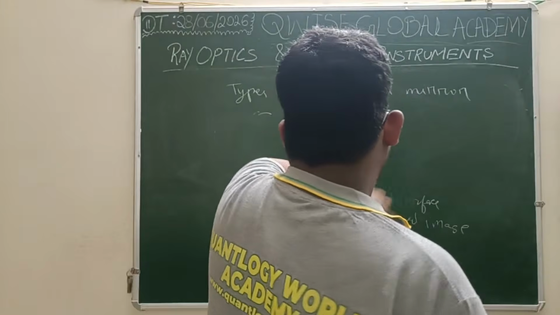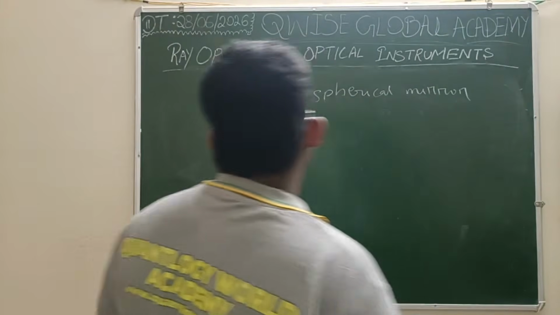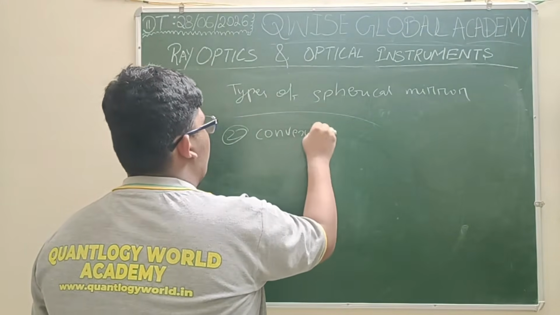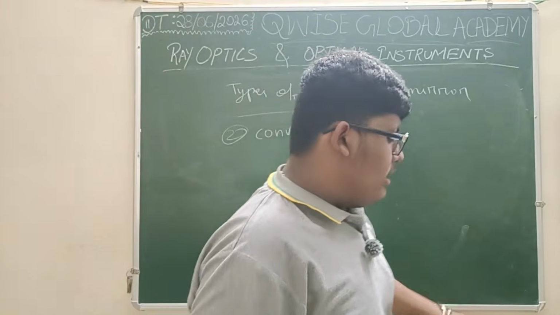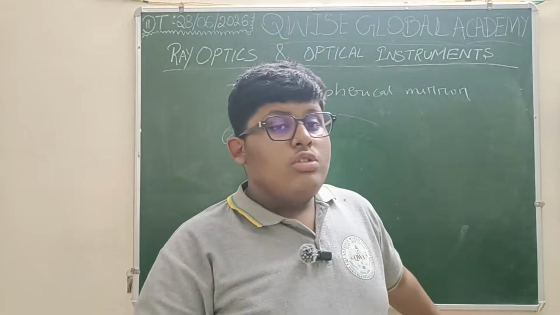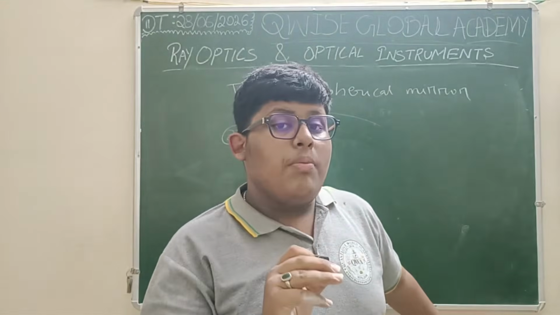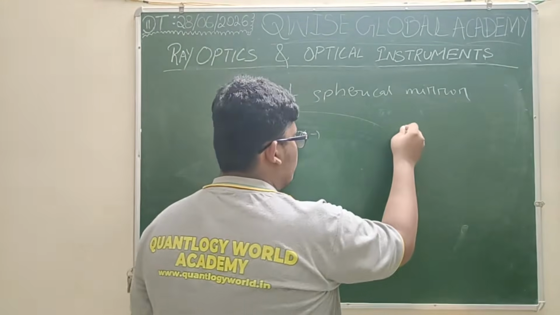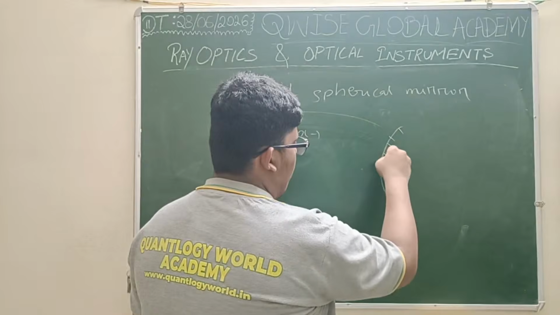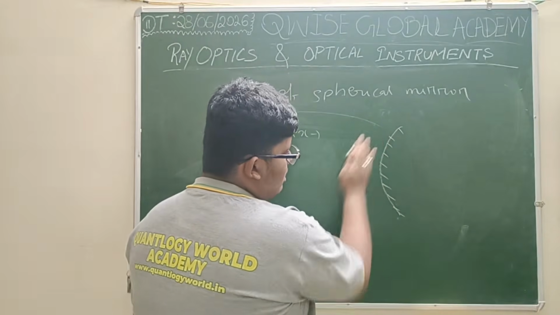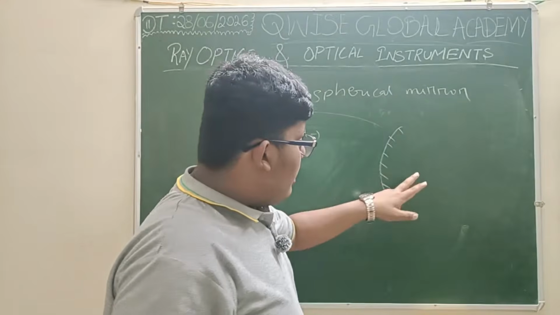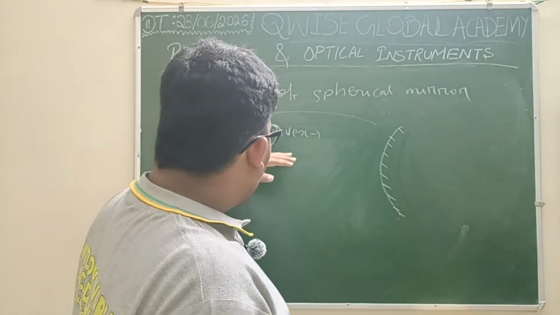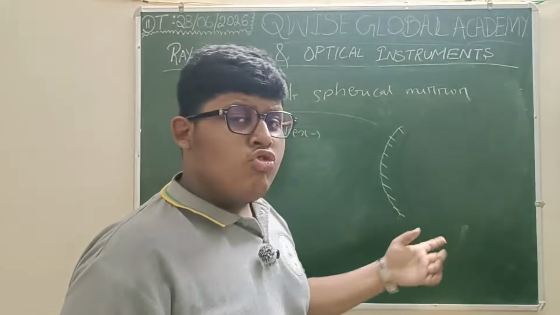Next, the next type of spherical mirror is convex mirror. This is a type of spherical mirror whose outward surface is highly polished or reflecting surface. It is just opposite to concave mirror. This outer part is the reflecting surface and this inner part is the silver polished part. So we can say convex mirror is just opposite to concave mirror.